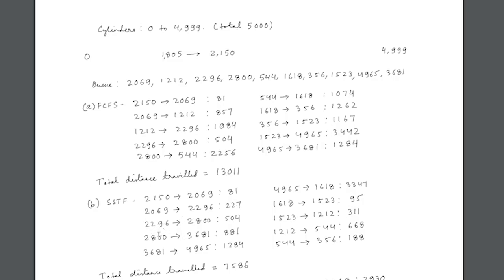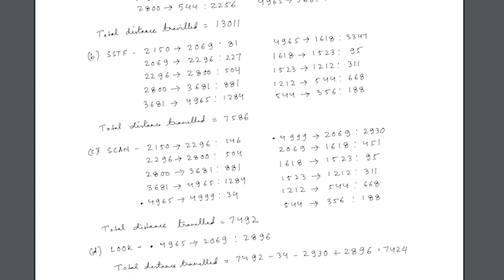You can see they keep going towards larger cylinders, and that is not what SSTF always does, but in this case, that is what is happening. When the disk heads reach 4965, they move back to 1618. They cannot go to, for example, 1523, because 1618 is the closest to 4965 when the disk heads have already reached 4965, and so on and so forth. When you take all of these differences and add them, you get 7586 as the total distance traveled.